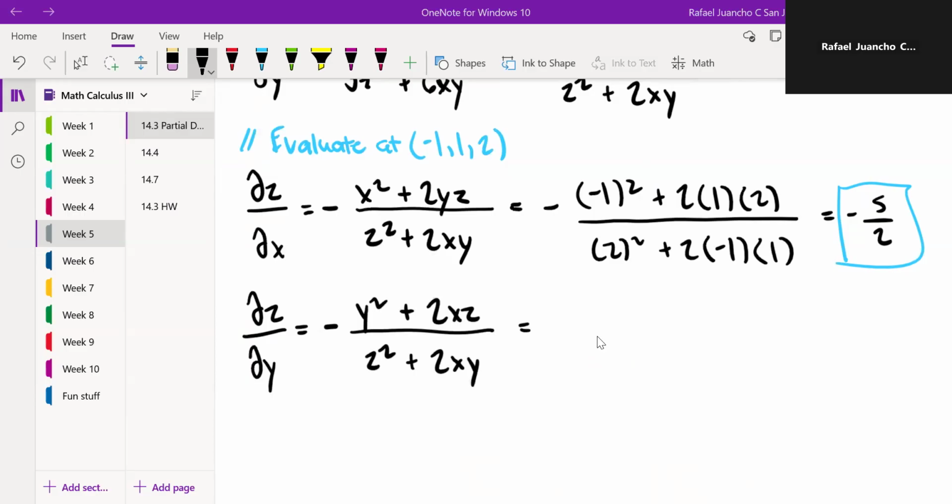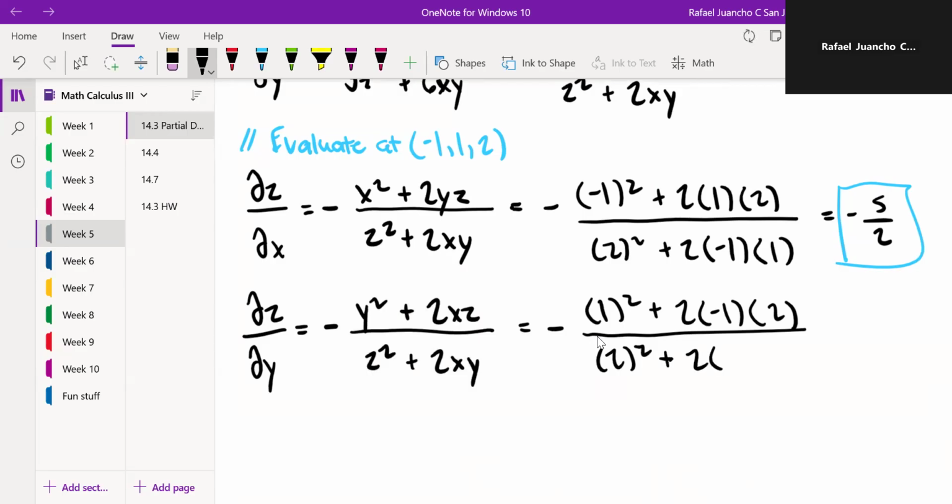Okay. So here we just plug in one for y, plug in negative one for x, two for z. So here now I treat z not as a function anymore. Basically, I treat all of them as variables in this case because I just put in numbers. Okay. And I have two.